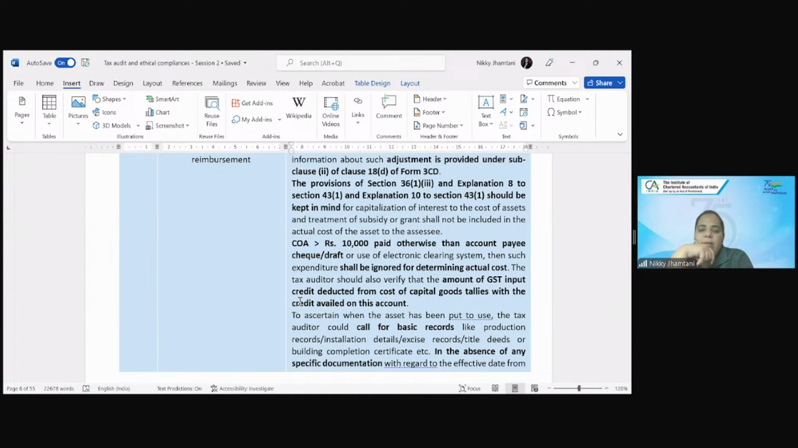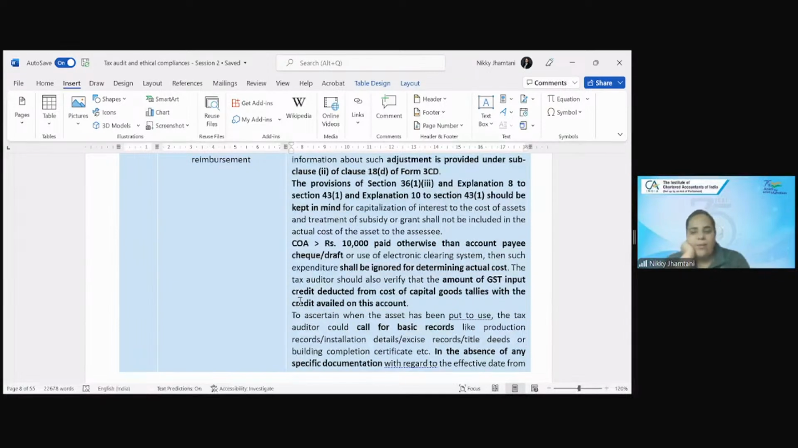If the cost of asset, cost of acquisition is greater than 10,000 and paid otherwise than by account payee cheque or bank draft or use of ECS, electronic clearing system, then such expenditure shall be ignored for determining the actual cost. The tax auditor should also verify that the amount of GST input credit deducted from cost of capital goods tallies with the credit availed on this account.